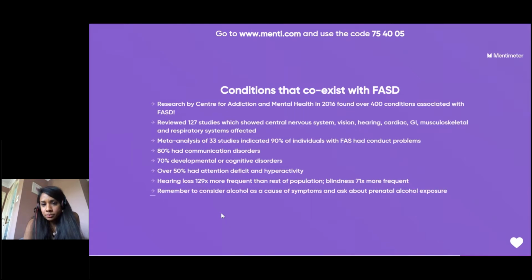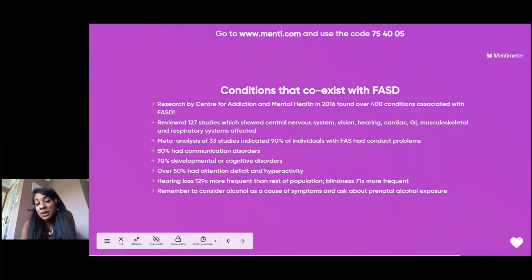One of the key take-homes for this is that you're not necessarily going to see the child come to your clinic as a query of FASD, but if, for example, you're seeing a child with hearing loss or with blindness, or they've got these cross-system effects, it's important to think about alcohol as a cause and ask about it, even though it can be a really difficult subject to ask about.